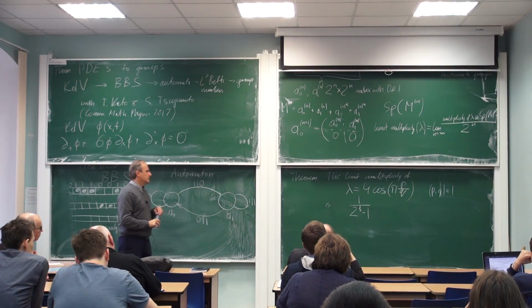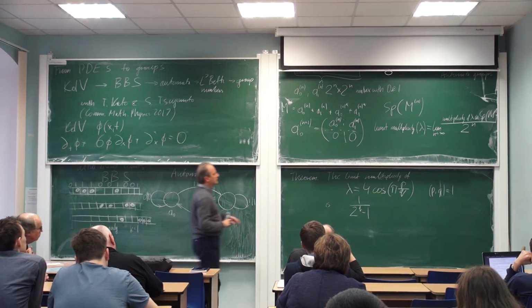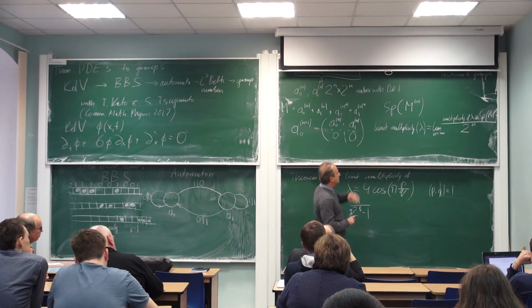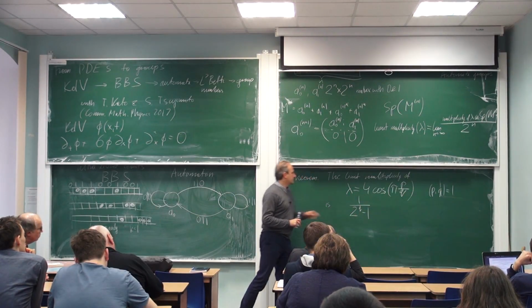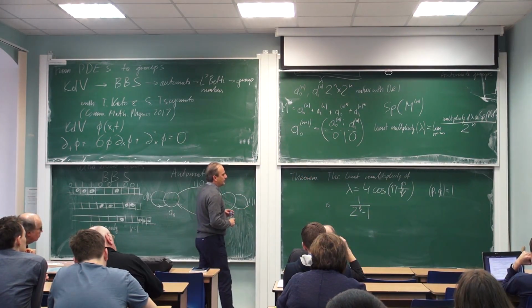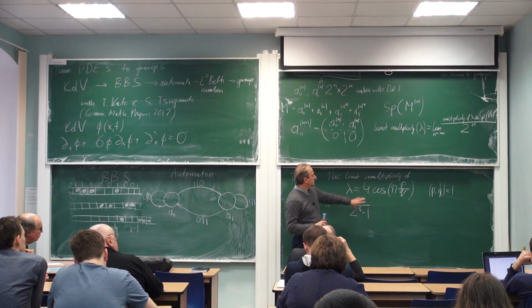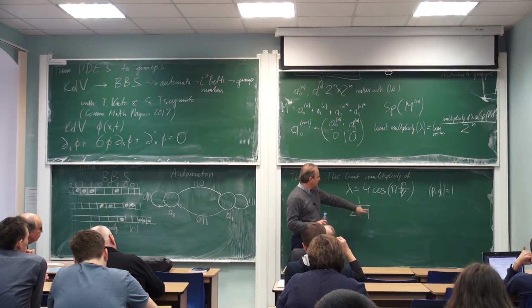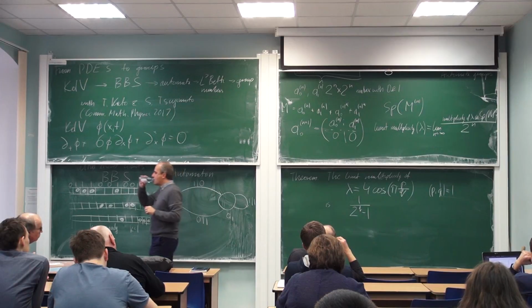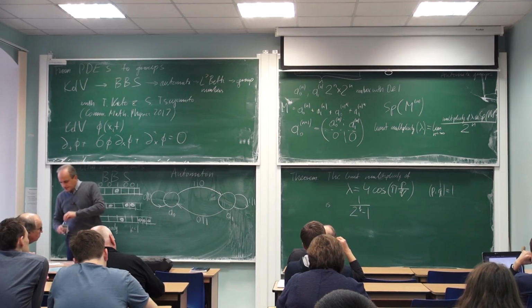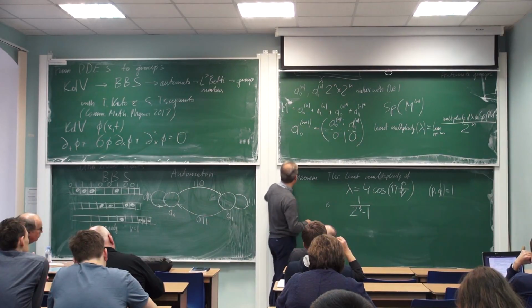So the only numbers which appear as eigenvalues of these operators are of this form, and they appear with large multiplicity. So it's roughly 2 to the power n times this coefficient.